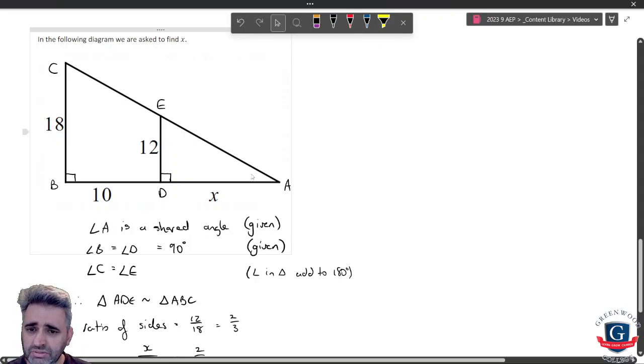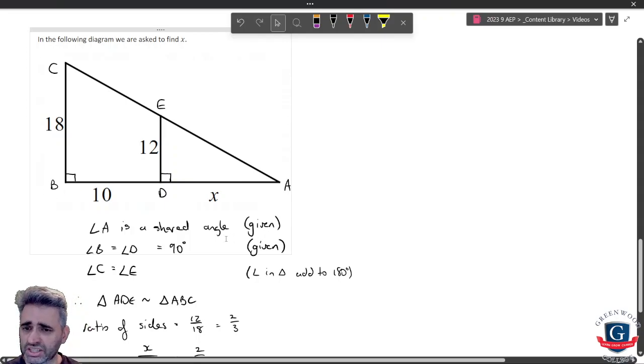Angle A is a shared angle. That's that one. Angle B and angle D are 90. That's these two. And angle C is equal to angle E. This one must be equal to that one because they're the third angle in a triangle and the other two are the same. So we can therefore say triangle ADE, this small triangle, is similar to the triangle ABC.